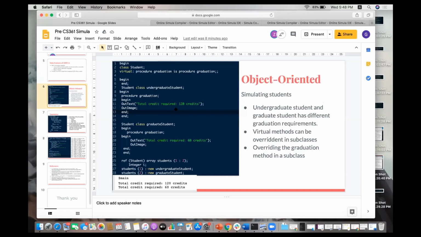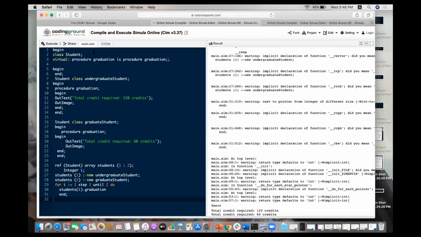As we introduced at the beginning, Simula is the first object-oriented language. So let's look at our first example, simulating students' graduation requirements. Undergraduate student and graduate student are both subclasses of student, but they have different credit requirements for graduation. Here, we have a virtual method, graduation, that can be overridden in subclasses. So when we print, the result will show the total credit requirements for a specific student, like we did in Java. So here's the demo.